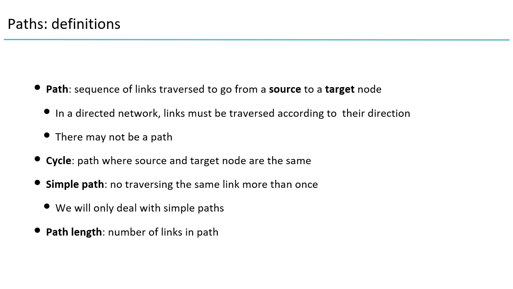So you can start here. You can visit some other path, then return to the same source node. The source and target are the same. This is a cycle, and a simple path is where each link is used only once, no traversing the same link more than once. You can cross only once between two nodes. So we will only deal with the simple path.